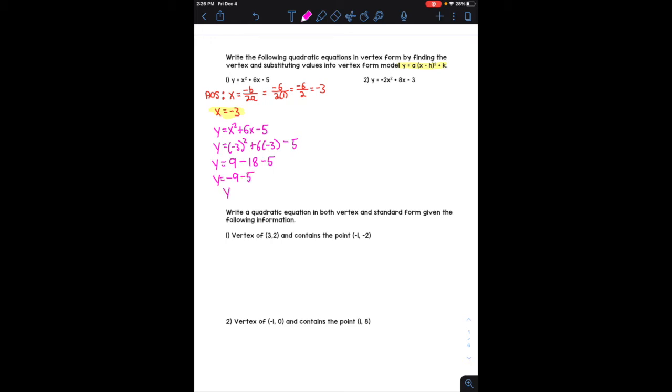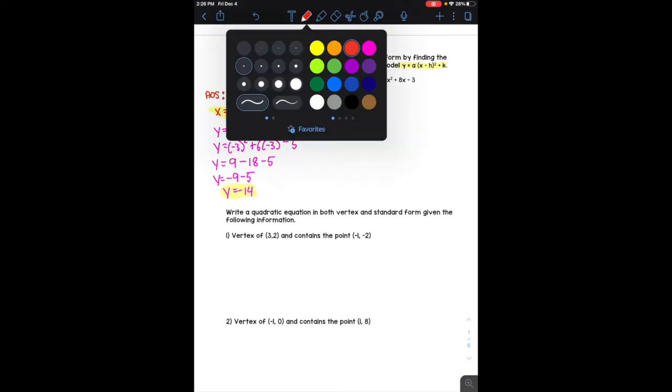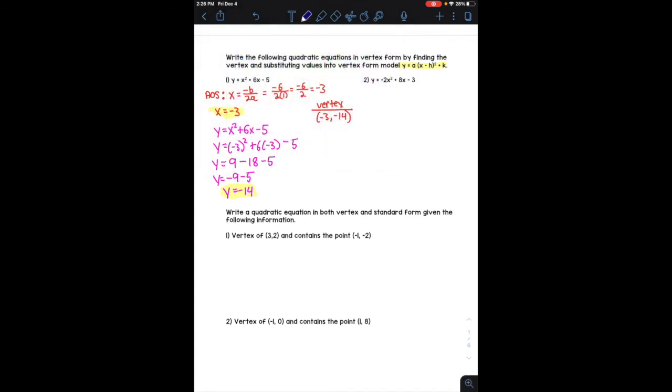Minus 5 is going to give us a y value of negative 14. Now that I know the x and y value, I know that the vertex is going to be the ordered pair, negative 3, negative 14. Now that I know the vertex, we can transfer these values into our vertex form, which is y equals a parentheses x minus h squared plus k.